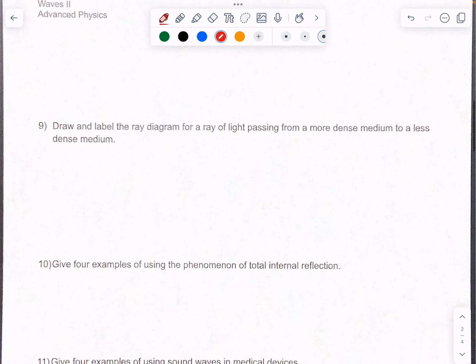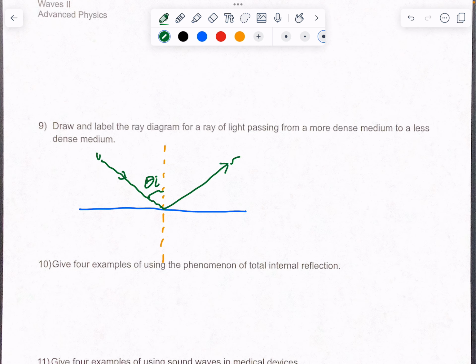Number 9, draw and label a diagram. So now we're going from more dense to less dense. Let's draw our barrier again, and let's draw our normal line. We're going to have our incident ray coming in, and we have our incident angle. We have our reflected ray and our reflected angle.